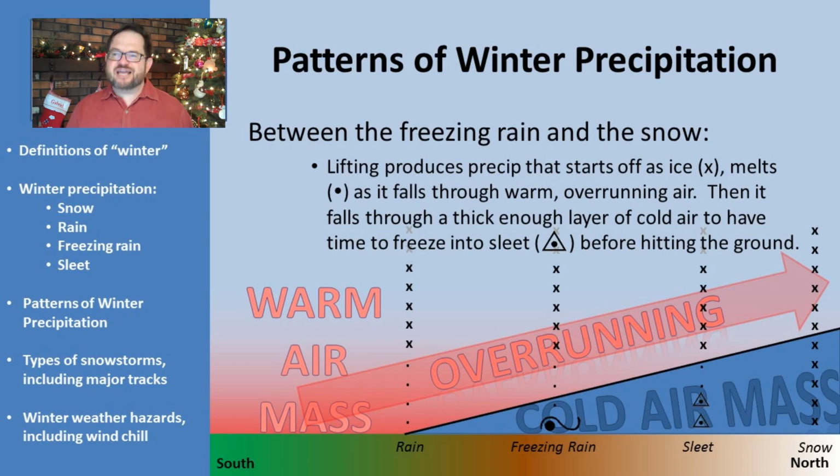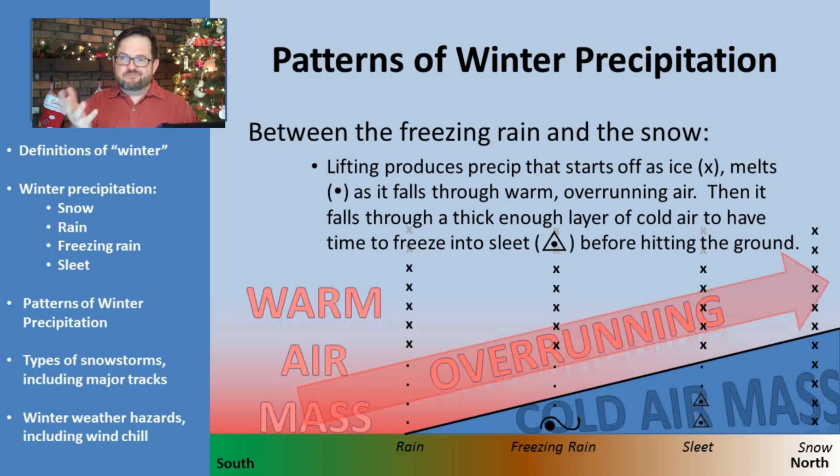Well, let's fill in with our 4th type of precipitation, our sleet. Sleet's going to be found between the freezing rain and the snow. Look again at that column there that I have that's pretty far north of the location of the warm front at the surface. What you're going to see here is that we have ice crystals forming up high in the cloud. And as they fall, they're falling through the warm air mass, and they're probably going to melt.